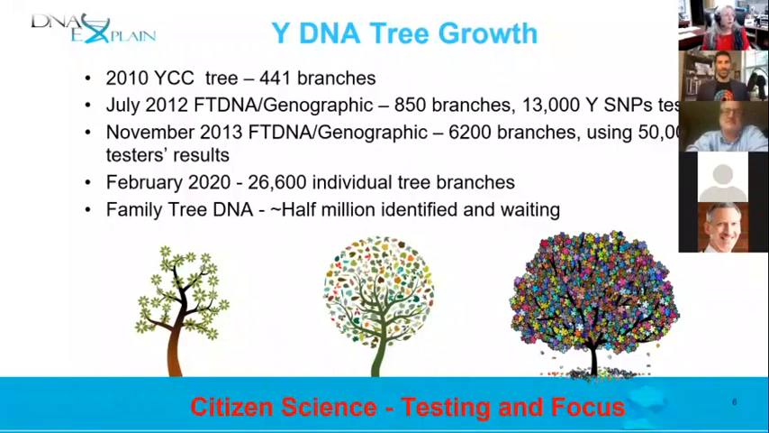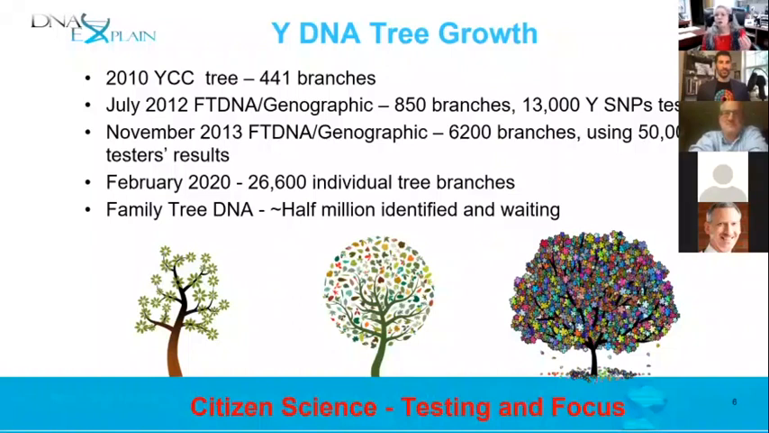So in November of 2013, we had tested enough people. We had pushed that to 6,200 branches using 50,000 testers' results. That was amazing. I was so geeked out. I'm telling you, I thought I had died and gone to geeky genealogist heaven. And by February 2020, when we announced the Million Mito Project, the Y tree had over 26,000 individual tree branches.